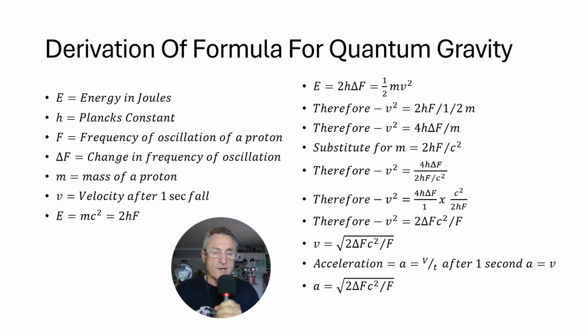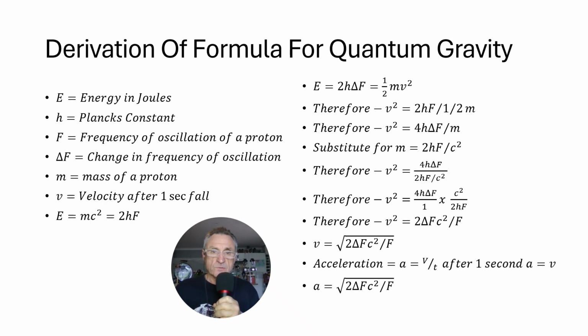E is equal to mc squared is equal to 2hf is the formula postulated in the second slide and shown to accurately calculate the energy stored in a proton's oscillation in my post Properties of a Proton, which dispels the myth that is the Higgs boson. The formula mc squared is equal to 2hf is also shown to accurately predict the radius of a proton as shown in my post The Proton Radius Riddle.